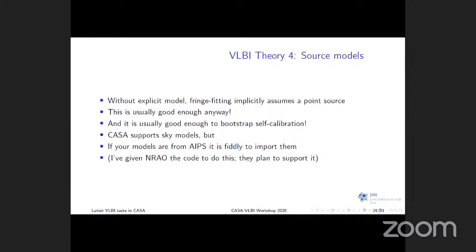And if you have a source model, you can import it into CASA, and the fringe fitter can seamlessly make use of it and give you better results than you would do without it. Now, if you have source models that you've produced from APES as fits images, it's not currently completely trivial to import them into CASA. And as far as I know, I'm the only person who really knows how to do that. But if you really want to do that, I'm quite happy to tell you and work with you how to do that.